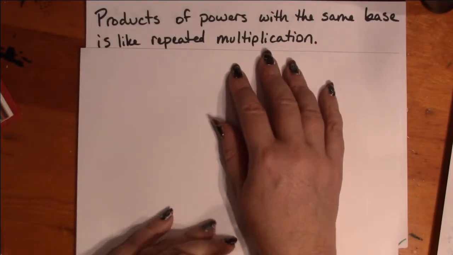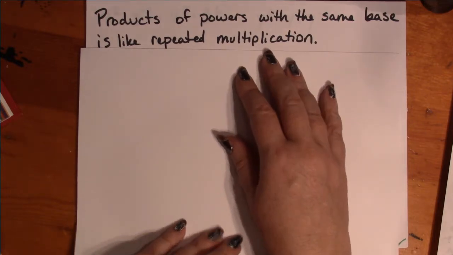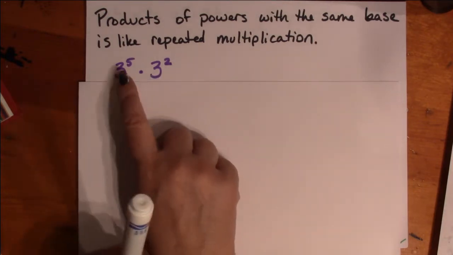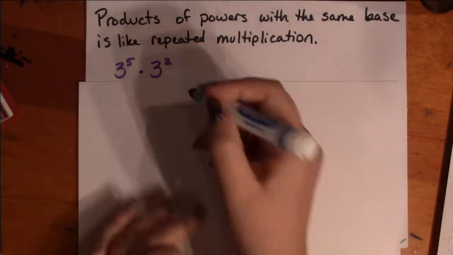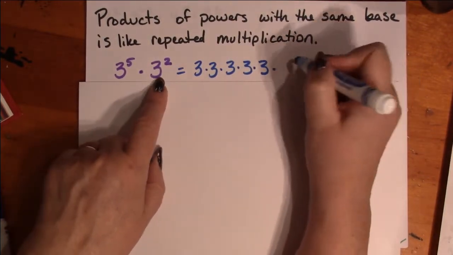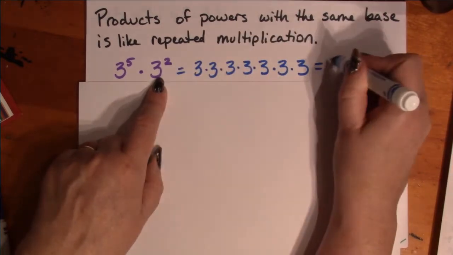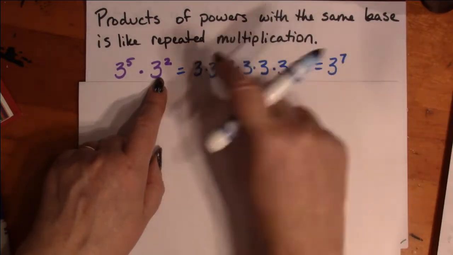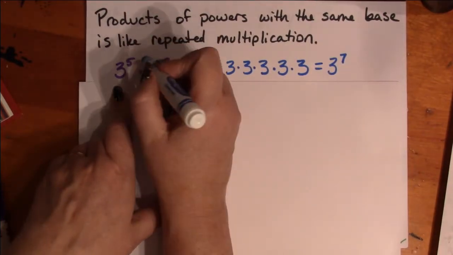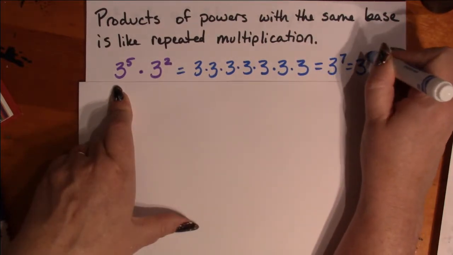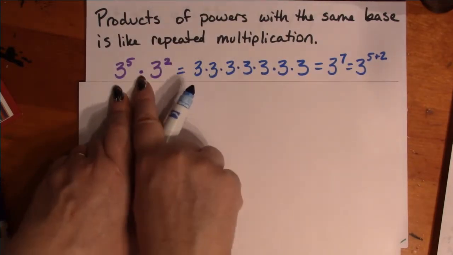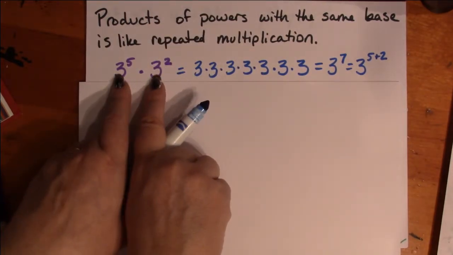Products of powers with the same base is like repeated multiplication. So if I've got a problem that says 3 to the 5th times 3 squared, it has the same base of 3. What this is really saying is 3 to the 5th, 3 times 3, times 3 squared equals 3 to the 7th. Now, you don't have to write them all out like this, because what we really are doing is we're saying 3 to the 5 plus 2. So we're adding these together when we multiply powers with the same base.